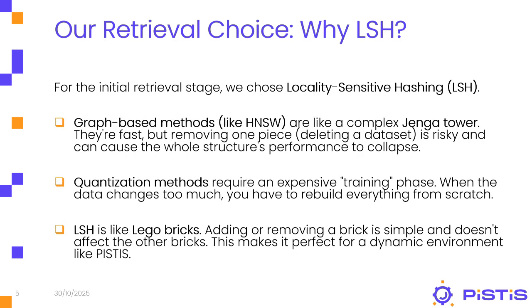This made our choice for the retrieval stage clear. We chose locality-sensitive hashing, or LSH. Why? Well, graph-based methods are like a complex Jenga tower. They're very fast, but removing one piece, like deleting a dataset, is risky and can cause the whole structure's performance to collapse. Quantization methods require an expensive training phase. When the data changes too much, you have to rebuild everything from scratch.